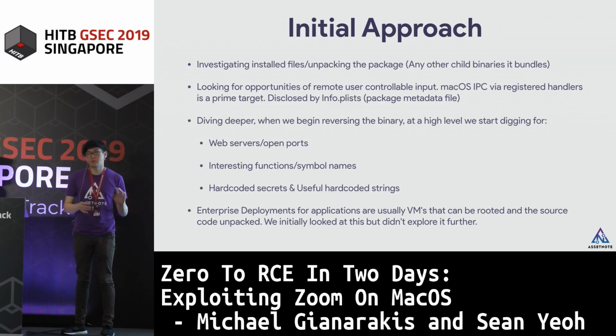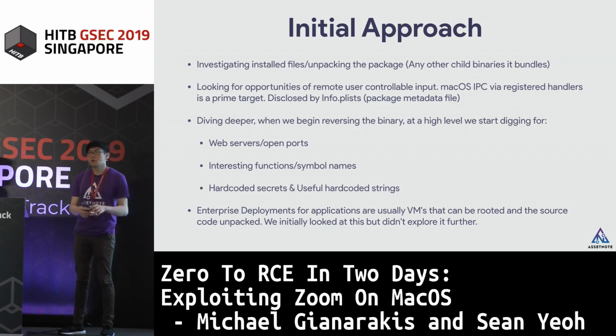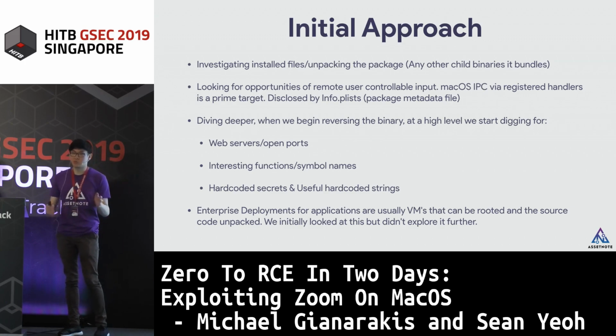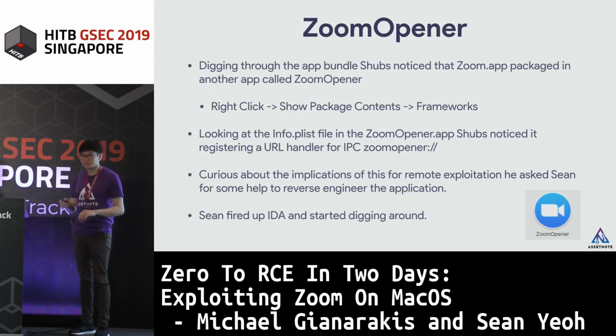Now, a smaller aside that's not the subject of this talk, but it's also worthwhile thinking about the server side of these applications. And usually there's enterprise deployment solutions. So for example, you might have GitHub Enterprise or Confluence Enterprise, and they're usually VMs that you can download and deploy into your own infrastructure. Now, it's pretty easy to root these VMs just like you root another VM, and then you can just dump the source code. So if you feel like auditing source, that's another opportunity. It may or may not be viable with Zoom. We initially looked at this, but didn't really explore it, and we're not going to look at it in this talk. But if you want to do something interesting, you've got that.